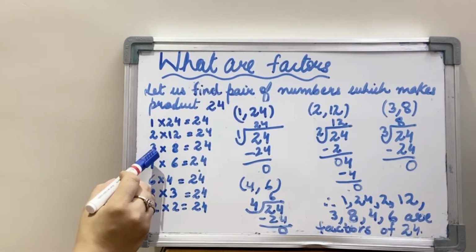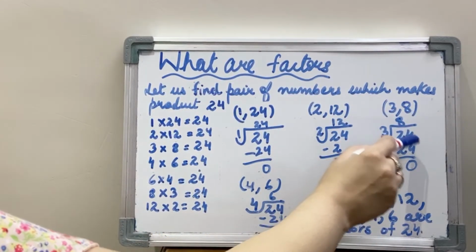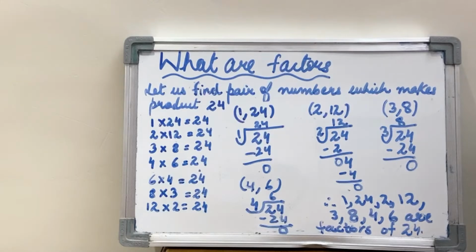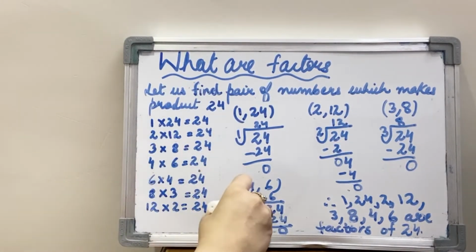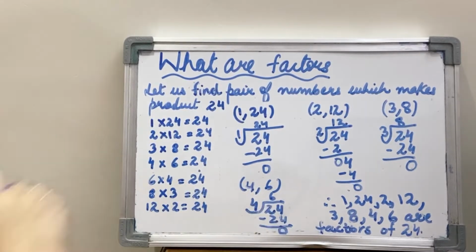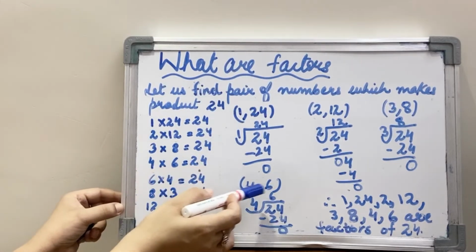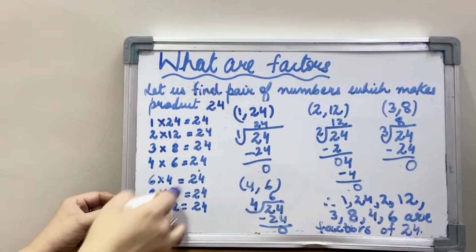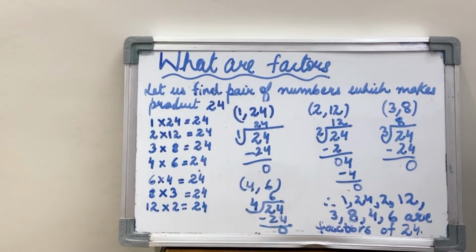Now I am taking the third pair, 3 and 8. So 24 is inside. 3 8s are 24, leaving remainder 0. And then I am checking 4 and 6. 4 6s are 24, leaving remainder 0. Now you can see 6 and 4 is the same as 4 and 6. 3 and 8 is the same as 8 and 3. And 12 and 2 is the same as 2 and 12.